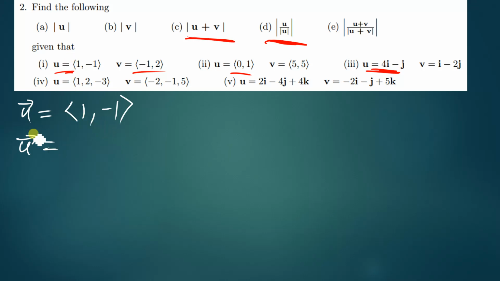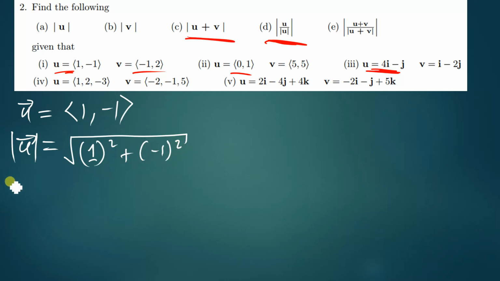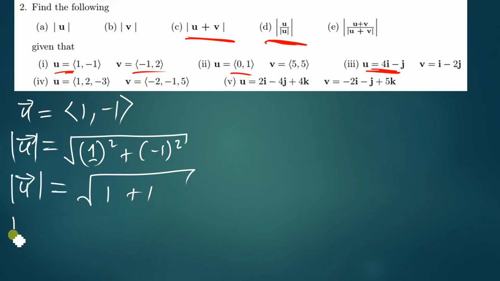The magnitude of the vector u is therefore going to be equal to the square root of what? 1 squared plus -1 squared. 1 squared is 1, -1 squared gives us 1. So the magnitude of u gives us the square root of 2.